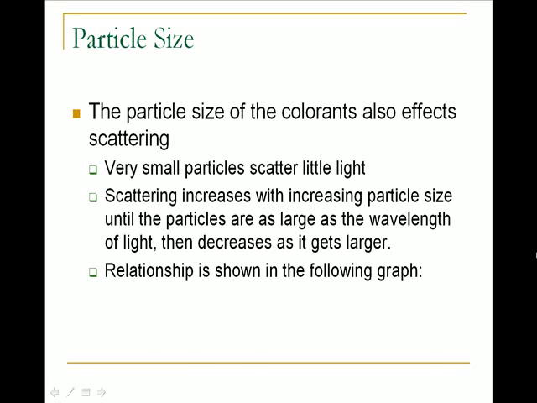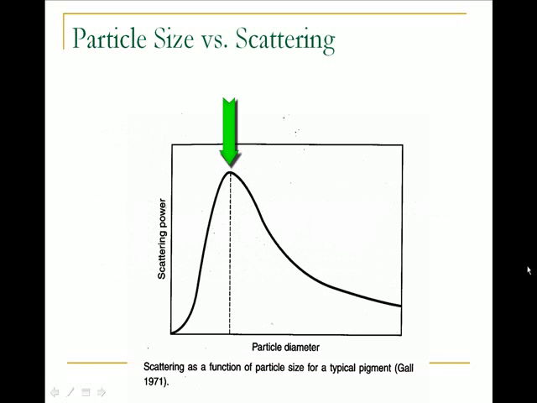Here we see on the graph that the dotted line that goes up to the highest point shows where the greatest scattering power of this particular pigment is, and that refers to a particular diameter. If we start from that dotted line and go towards the left, we have our particle diameter getting smaller, less than a wavelength of light, and you can see that its scattering power drops off pretty quickly. If we start at the dotted line and go to the right, we see that the scattering power drops off as the particle gets bigger.